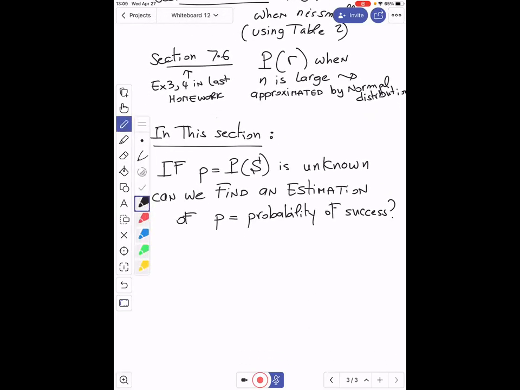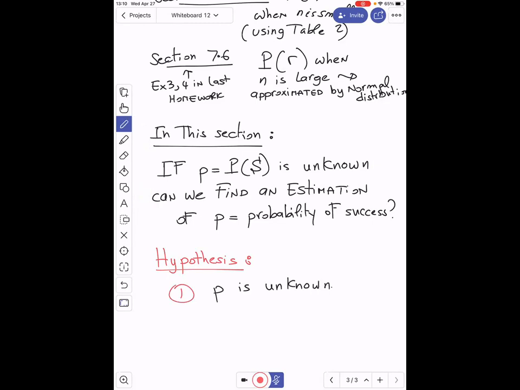So the idea here would be to try to estimate this P using a sample. We're going to have the following hypothesis. First, as I said, P is unknown. The probability of success is unknown.